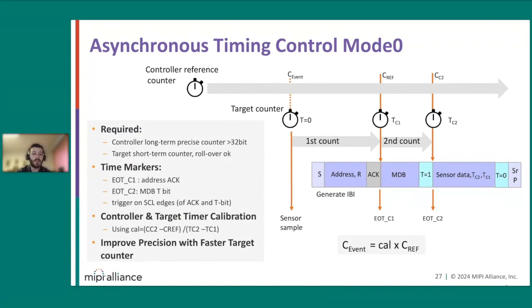And so when the target sends its IBI, it will take its sensor data. It'll mark those spots or take count of those spots at the end of the ACK and the end of the T-bit, and it'll send that data within that IBI over to the controller. When the controller has those time markers, as well as its own, then we're able to use that calibration and come up with a sensor sample point back at that event. So with this timing control mode, we're adding those time markers so that we can have a better sense of how long it's taking to get these communications across the bus. Okay, so that's our asynchronous time mode.